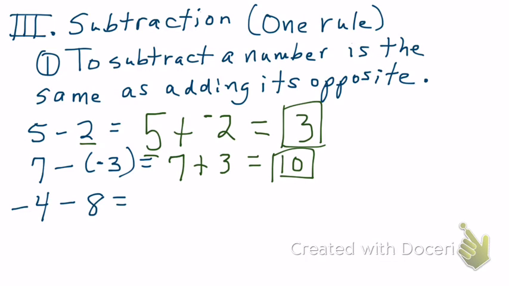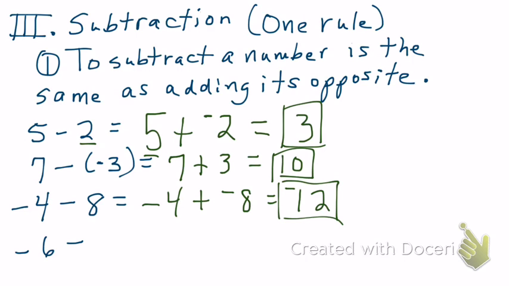Negative 4 minus 8. That'll become negative 4. The minus becomes a plus, and the 8 becomes a negative 8. And we know if we have two numbers that we're adding and they're both negative, we're going to add the two numbers, again ignoring the signs. So 8 plus 4 is 12, and we'll use the sign of the two numbers.